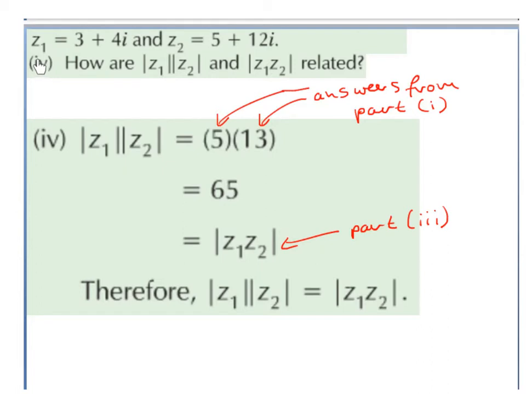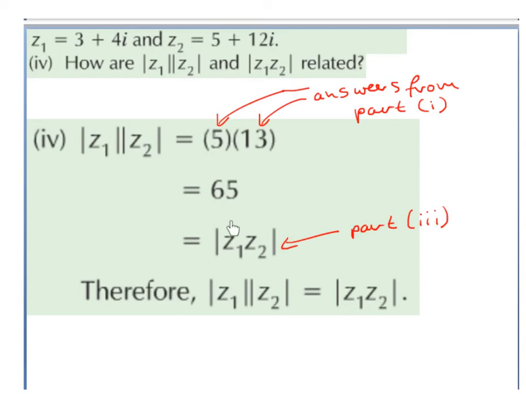Part 4. How are the modulus of Z1 multiplied by the modulus of Z2 and the modulus of Z1 multiplied by Z2 related? So let's start with this. The modulus of Z1 multiplied by the modulus of Z2. Well, in part 1, we worked out that the modulus of Z1 was 5 and the modulus of Z2 was 13. So multiplying 5 by 13, we get 65. And this is also the answer from part 3.